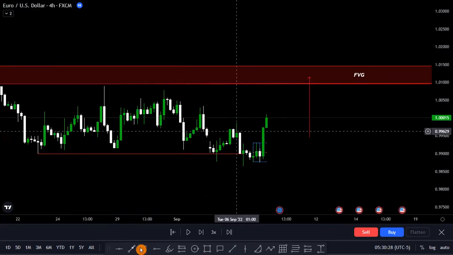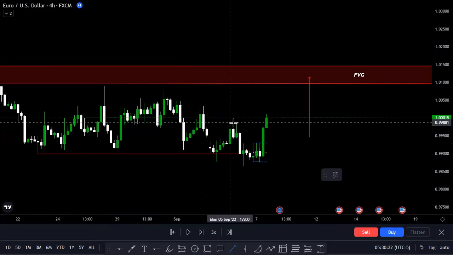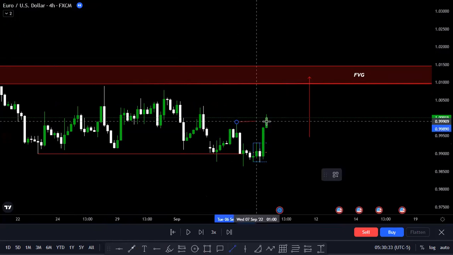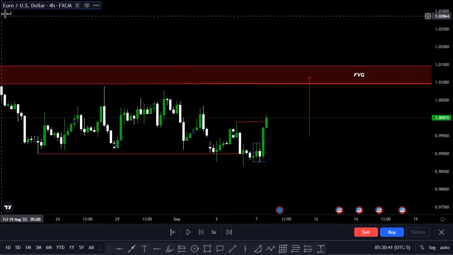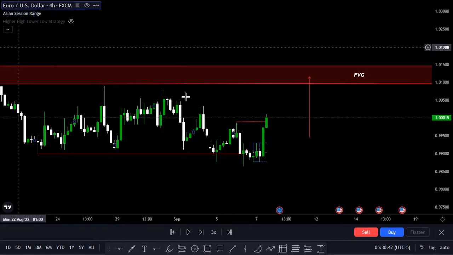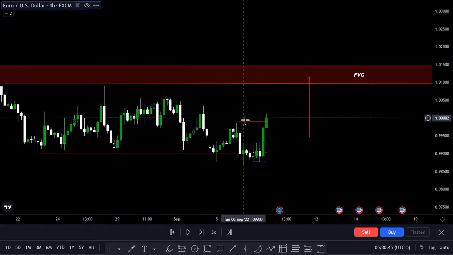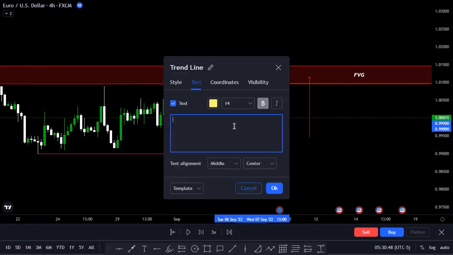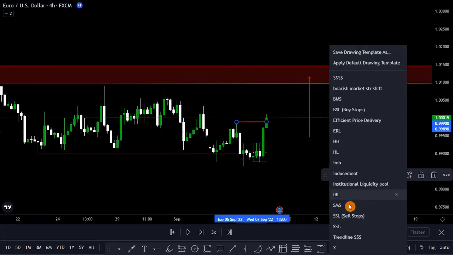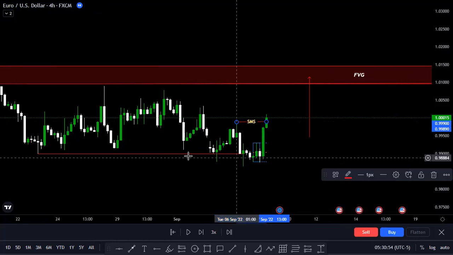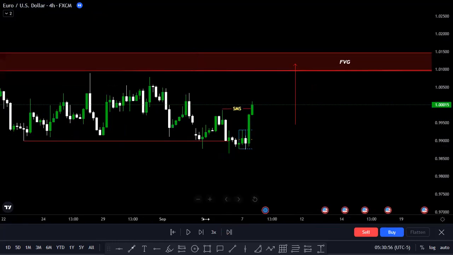You can see now the market has caused what we call a market structure shift here in 4 hour. We have this market structure shift right there. So there we have a market structure shift, which is a shift in market structure also.